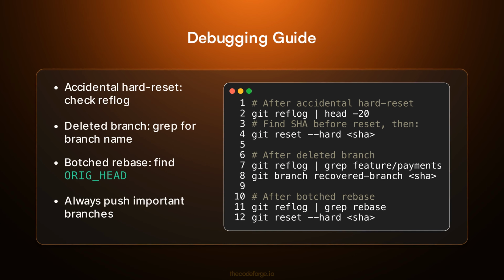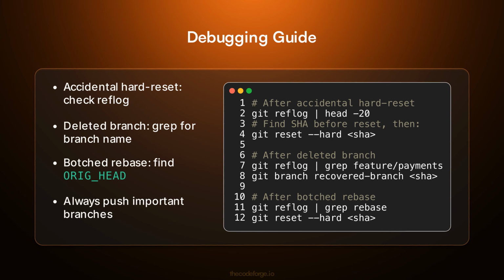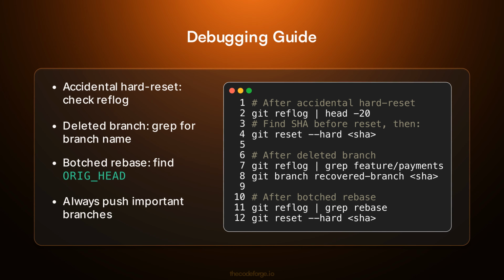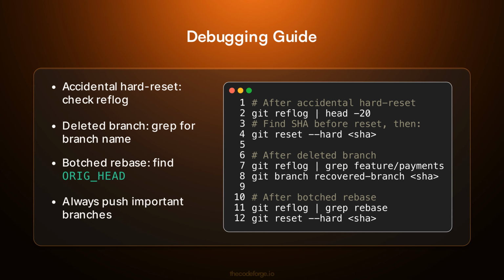Here's a quick debug guide. If you accidentally hard reset and lost commits, run git reflog HEAD -20, find the SHA before the reset, then git reset --hard SHA. For a deleted branch, grep for the branch name and recreate it. For a botched rebase, find the SHA before the rebase and reset.